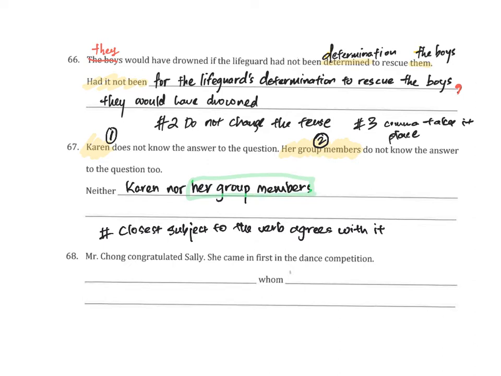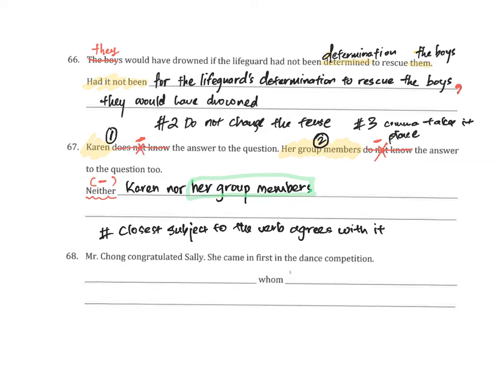So I need to change do not know or does not know, right? I've got to change this, does not know, because neither is a negative, right? So does not know becomes knows. So neither Karen nor her group members, right? Because this is negative, this is negative, so they cancel each other out, which means the not disappears, all right?